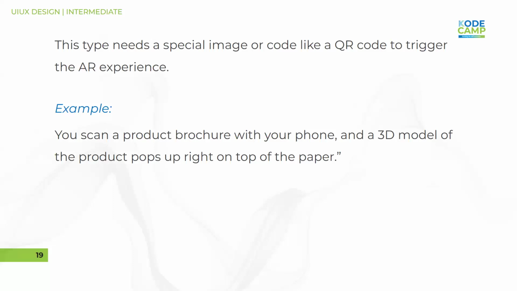So think of an example: you need to scan a product brochure with your phone, and a 3D model of that product will now pop up right on top of the paper. It can be a QR code, it can be a 3D model of a particular product, whereby you just have to place your phone on it, and then you see it.